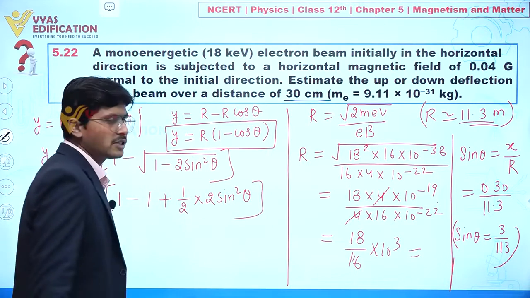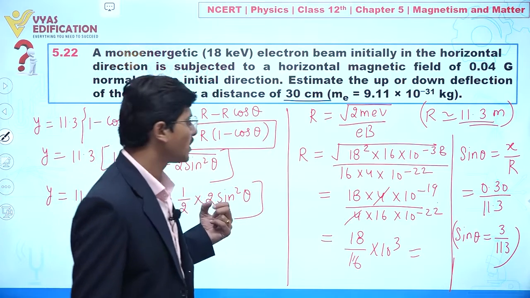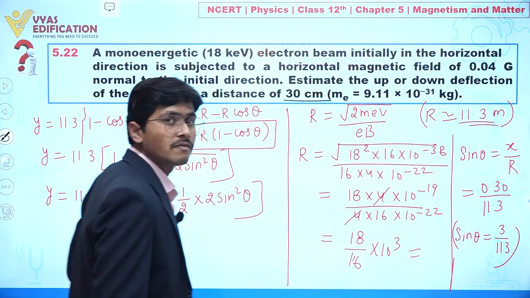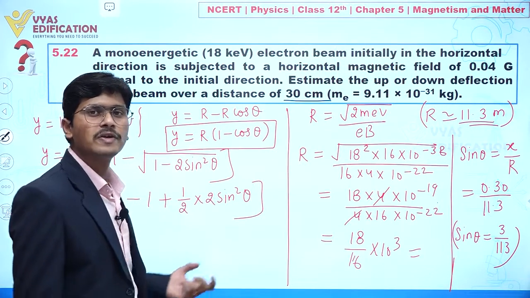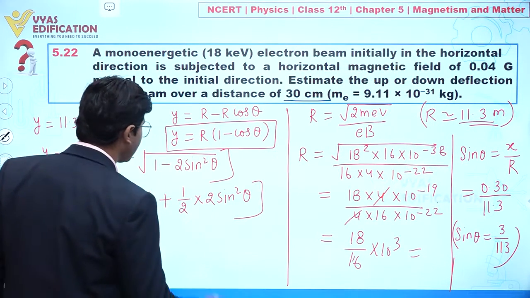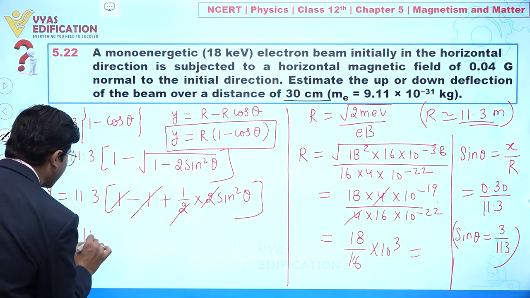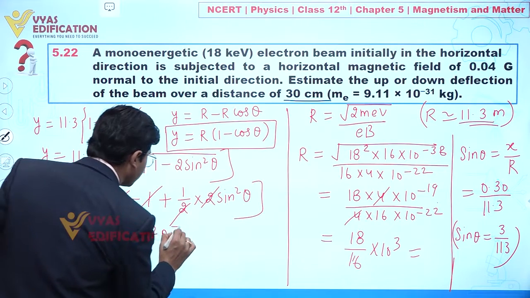Actually I am assuming here that the value of 2 sine square theta is very small compared to 1, because you can see the sine theta value we have is 3 upon 113, and we are squaring it. Definitely this value will be very much less than 1. So 2 and 2 cancel out, 1 and 1 also cancel. So from here I can say 11.3 multiplied by sine square theta.